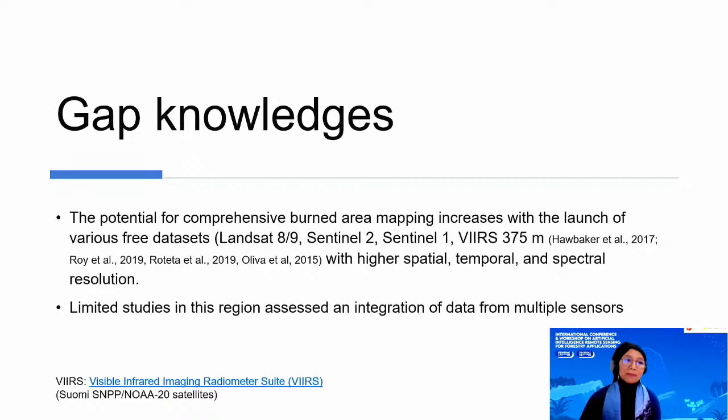Next slide, please. The potential for comprehensive burn area mapping increases with the launch of various free data sets. You name it: Landsat 7, 8, and now we have 9, Sentinel-2, Sentinel-1, and Dr. Parotti has also already investigated VIIRS 375 with higher spatial, temporal, and spectral resolution. However, only limited studies in this region assess an integration of data from multiple sensors. We heard from Dr. Sanji this morning that we already tried, but only in a limited way.